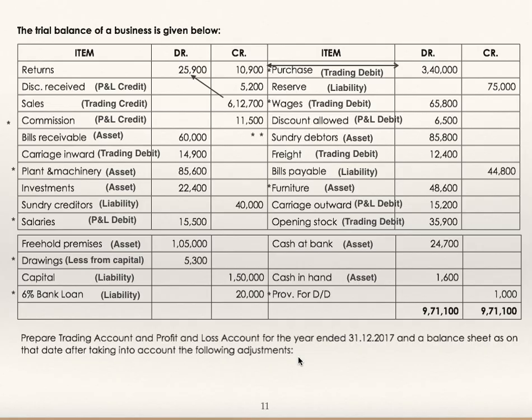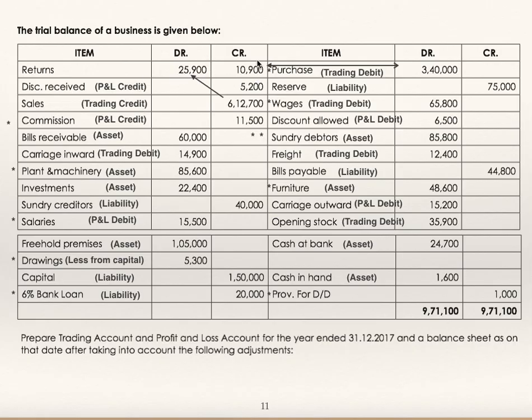First, you have to go through the adjustment and put a star for the items which have got adjustment, so that while posting from trial balance to either trading account, profit and loss account or balance sheet, you will come to know which item has got adjustment and accordingly you have to post it.